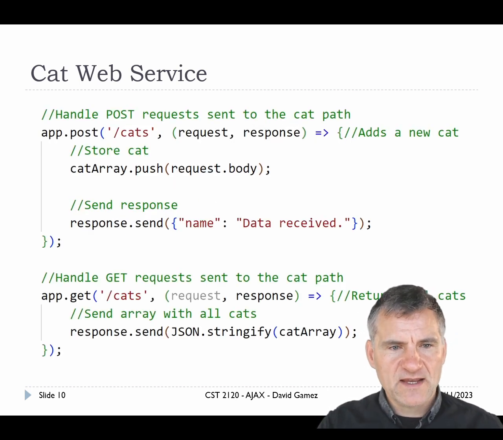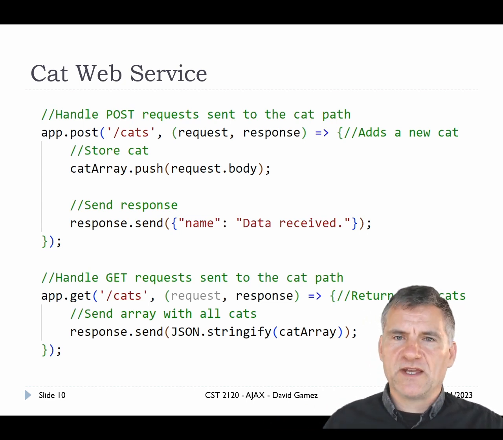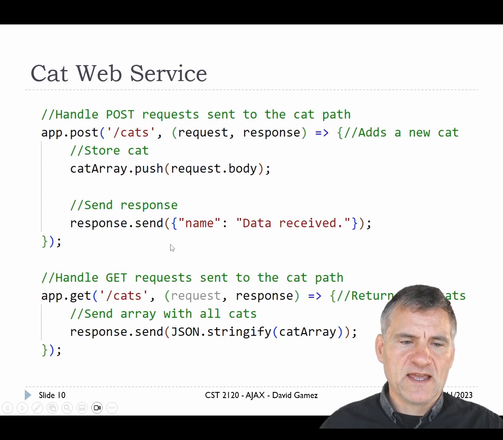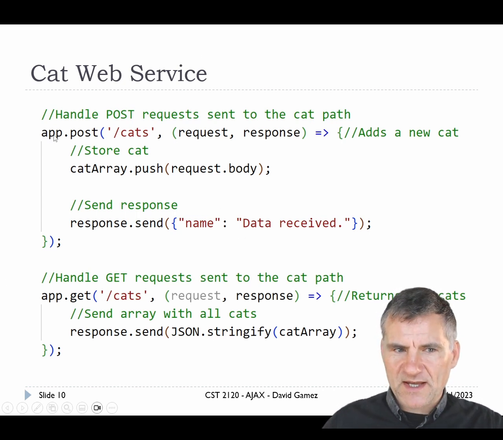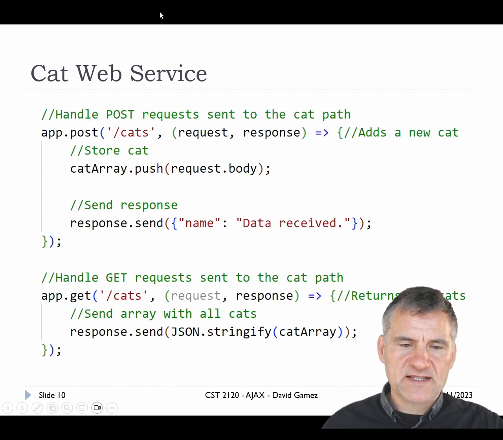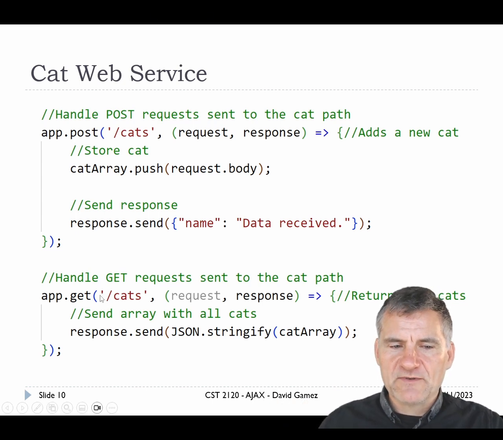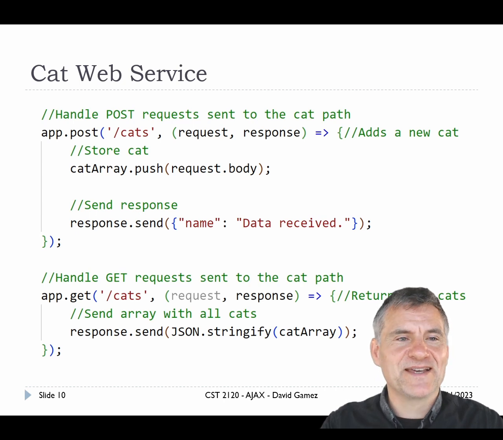It's pretty simple, really. If you remember the Express code that we wrote to build a web service, here's the cat web service bit of it. So we set up Express to handle POST requests to the cats path, and all it does is store in an array. I'm not using a database in this example. And then if we send a GET request to the cats path, it basically stringifies the array and sends it back. So very, very simple example. Obviously, I'm expecting your coursework to be much more complicated than this, yeah?